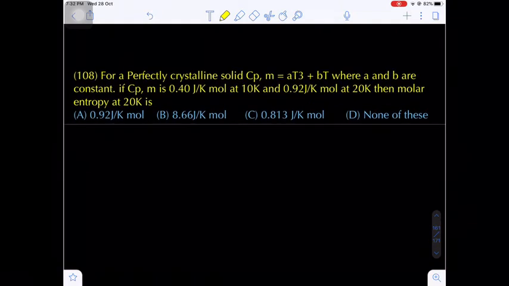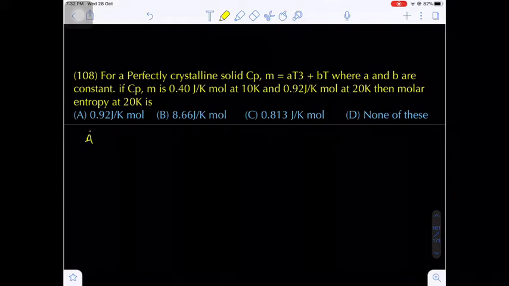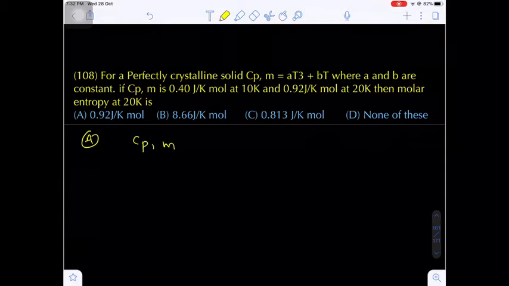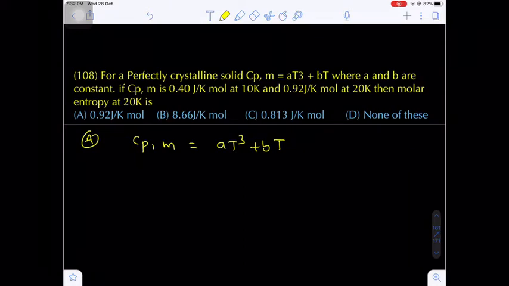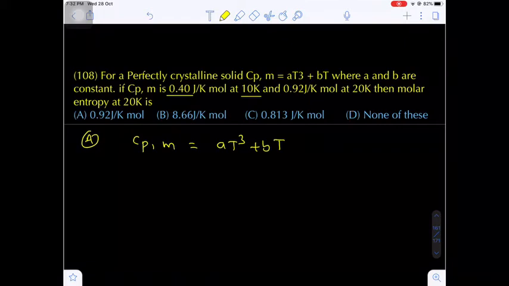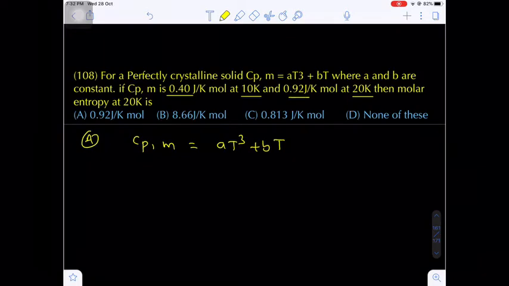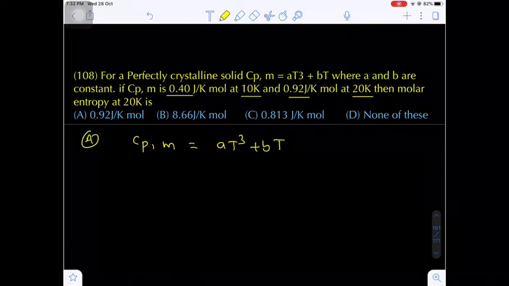And the next, question number 108, similar to the previous question. Here the molar heat capacity at constant pressure is given as A into T cube plus B into T. Here there are two constants, A and B. Initially at 10 Kelvin temperature, the molar heat capacity value is 0.4 joule per Kelvin per mole, whereas at 20 Kelvin temperature, the molar heat capacity at constant pressure is 0.92. By using the Cp values at 10 Kelvin and 20 Kelvin, we can find the constants A and B.